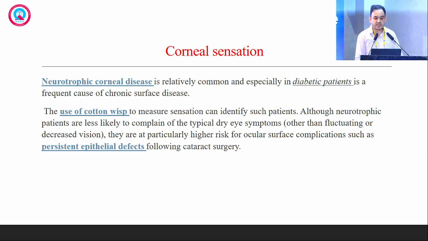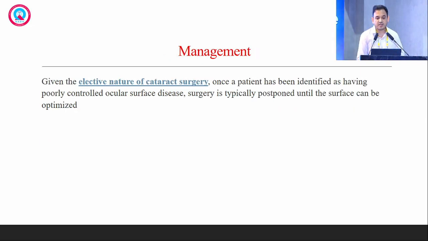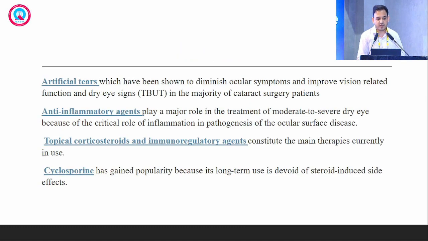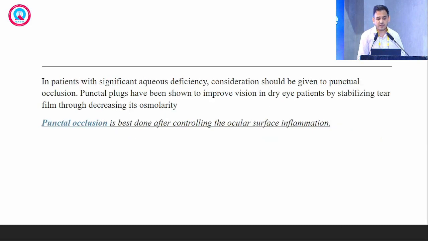Check the corneal sensation, especially in diabetic patients, as there may be chances of a persistent epithelial defect in the postoperative period, which also causes frustration. Dry eye disease, because of the elective nature of cataract surgery, should be treated prior to the surgery. Surgery can be postponed till the surface is optimized. There are various ways, like artificial tears, and nowadays cyclosporin is also very effective because it avoids steroid-induced side effects. In cases of aqueous deficiency dry eye disease, punctal occlusion can be done after the ocular surface inflammation is controlled.